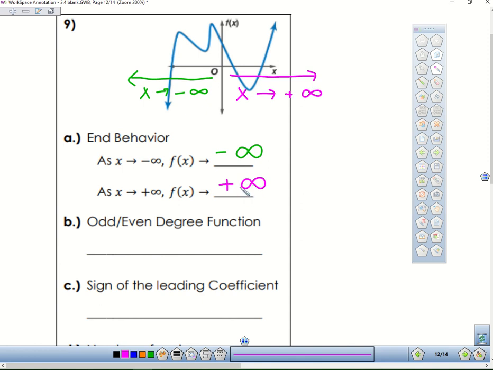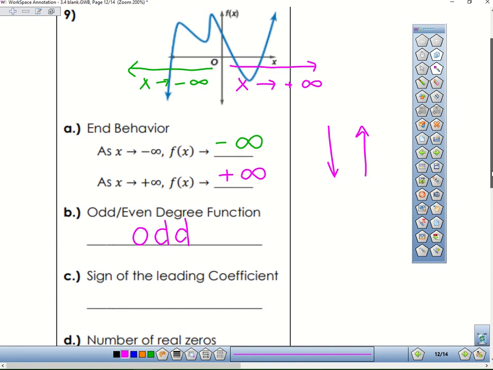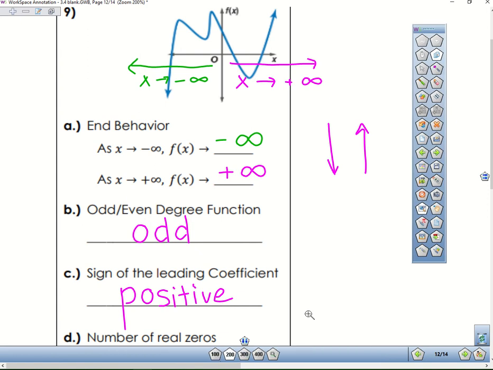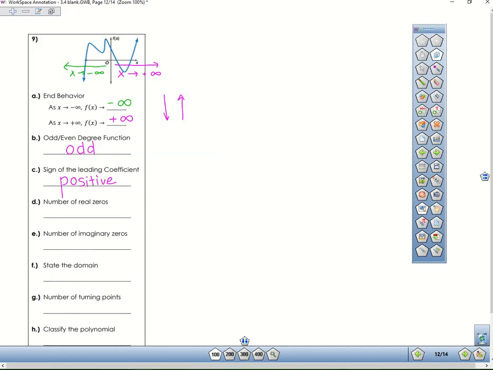So now we want to determine if this function is odd or even. So we look at the end behavior, it goes down then up. Is that odd or even behavior? Odd. Odd because it goes down then up, right? And then, what's the sign of my leading coefficient? Positive or negative? It's going down then up, so it's positive. You got to look at the chart for this one. So we see that it's down then up, so we look at our chart, and the chart tells us it's odd positive.